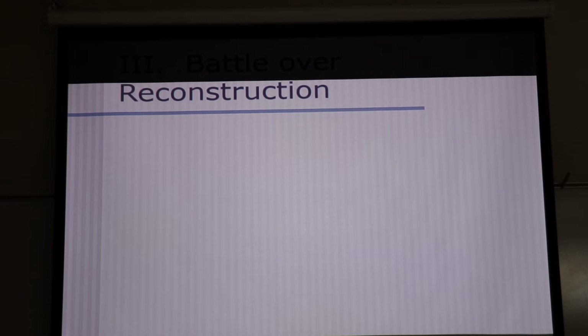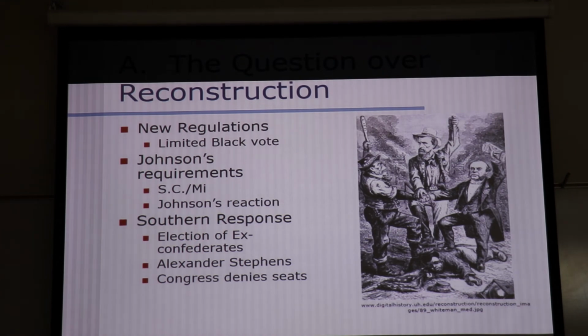The battle over Reconstruction. Well, a lot of the radical Republicans and even moderate Republicans weren't so crazy about the way things were going on in the South. So we have A, the question over Reconstruction. Basically, a lot of the southern states passed new regulations which limited the black vote.